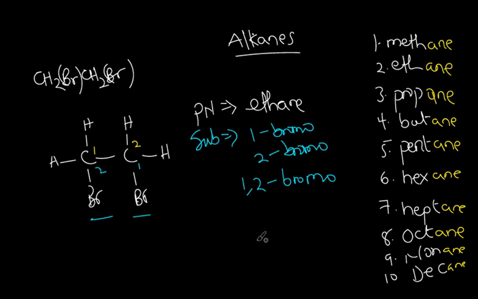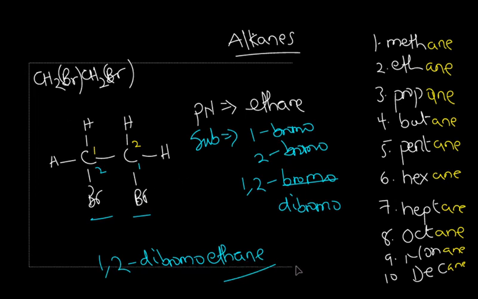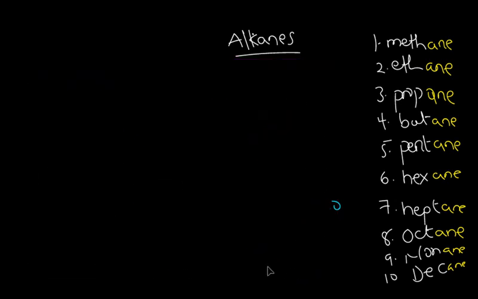So the name of this compound, oh sorry, this is supposed to be what? Dibromo, because we have 2 bromine, so it's dibromo. Sorry about that. So the name of this compound is what? 1,2-dibromoethane. That is the name of this compound. So it's 1,2-dibromoethane. So let's have a look at another example, a more sophisticated and complicated example.